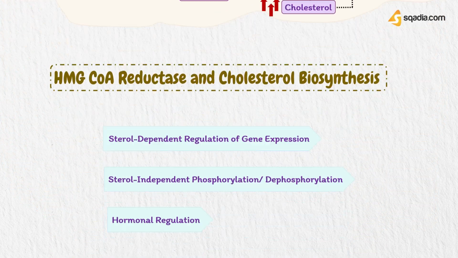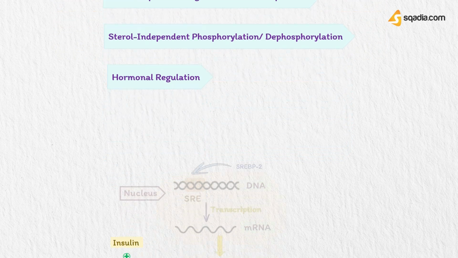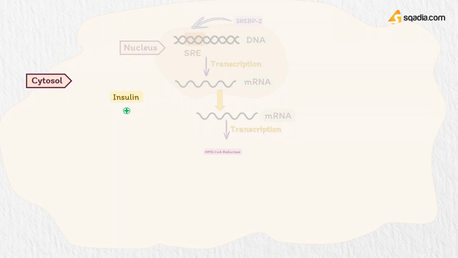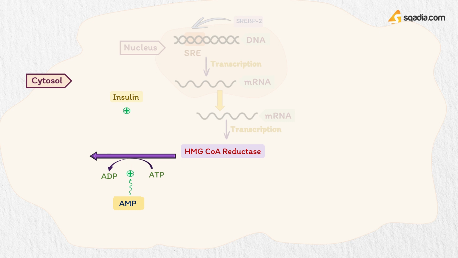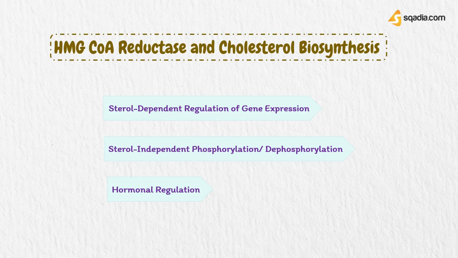Next role is sterol-independent phosphorylation, or dephosphorylation. HMG-CoA reductase activity is controlled covalently through the actions of AMP-activated protein kinase, AMPK, and a phosphoprotein phosphatase. The phosphorylated form of the enzyme is inactive, whereas the dephosphorylated form is active. An important thing to remember here is that cholesterol synthesis is decreased when ATP availability is decreased. It is because AMPK is activated by AMP.